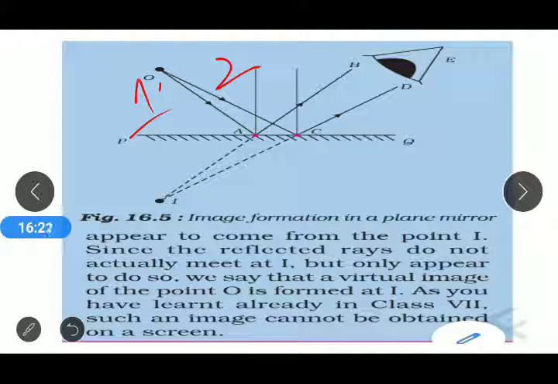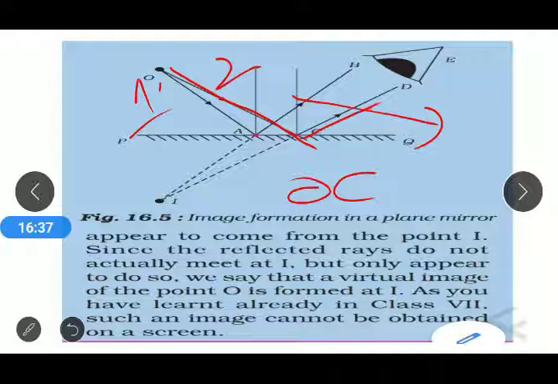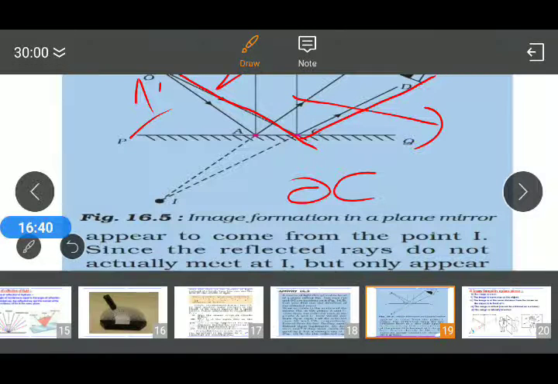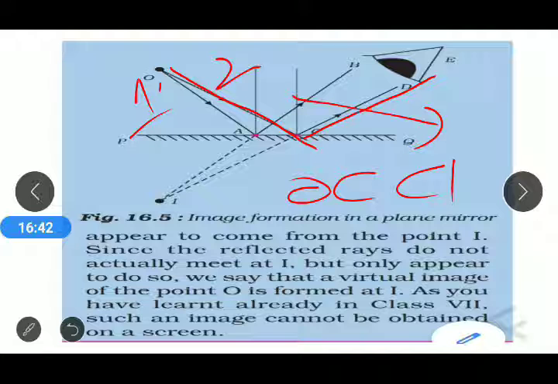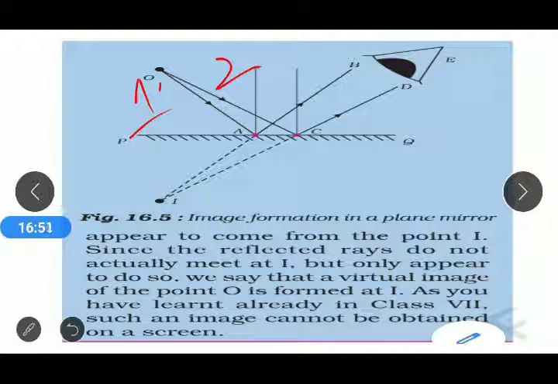Now if you look at the second ray, you can see that the second ray is incident at a point of incidence C, that is OC. OC is the incident ray, and this is the normal for the second ray, and it is reflected back and represented by CD. So OC is the second incident ray, and after the reflection it becomes CD.